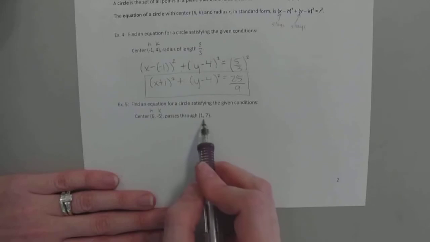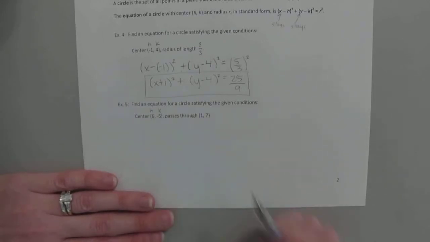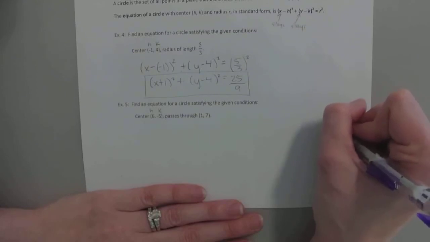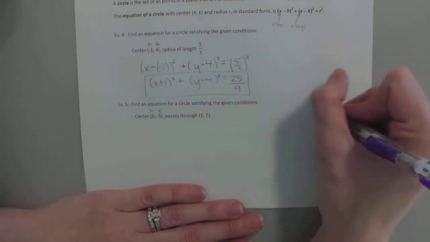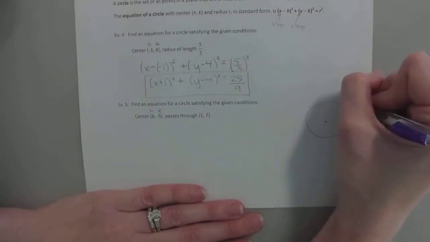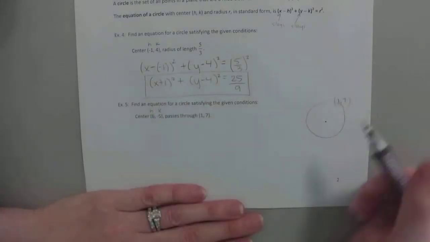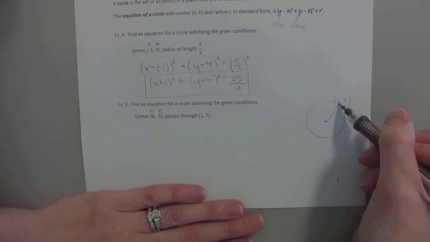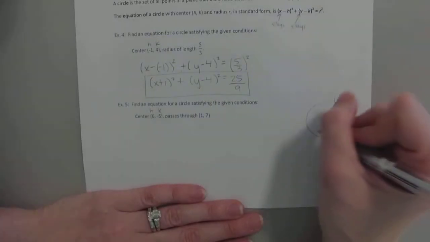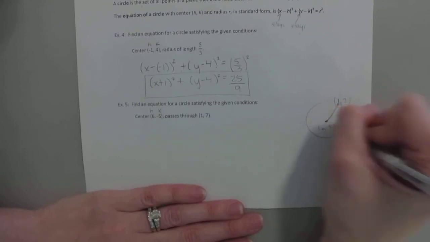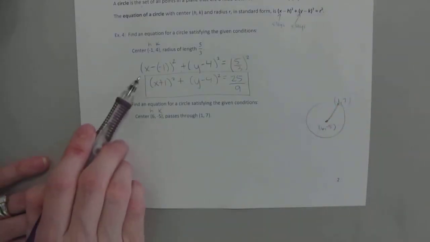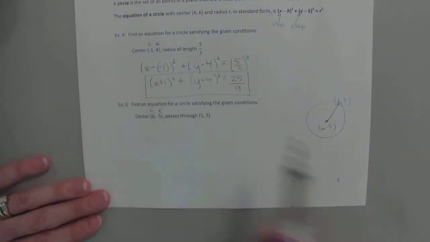So this one is even trickier though. Notice it has our center, so we have our h and our k. But it just says it passes through the point 1, 7. Okay? So that means we have this circle over here, and then it goes through 1, 7 over here. Because what do we need? We need the radius. But can't we find that radius? Don't we have a formula to find distance?